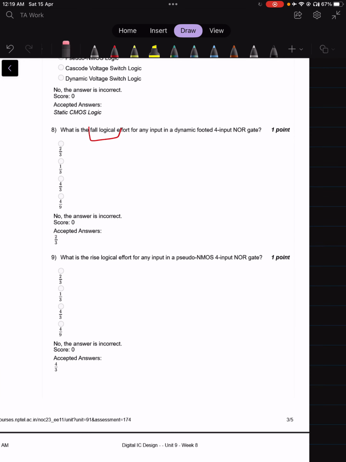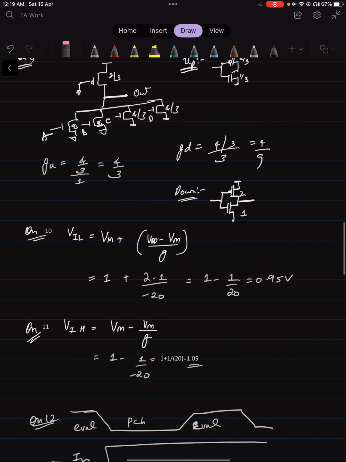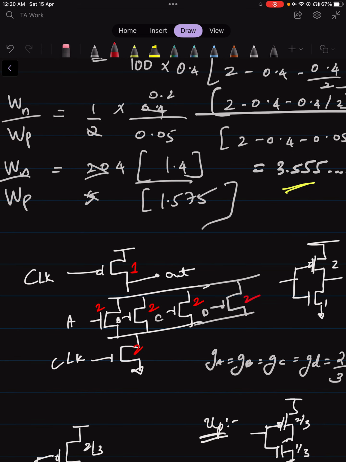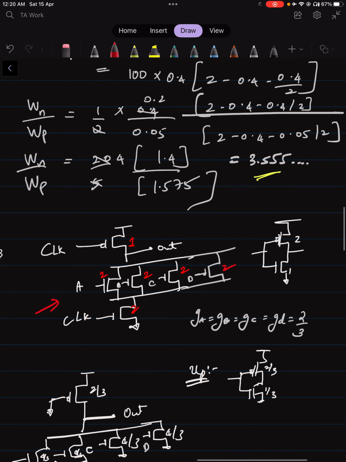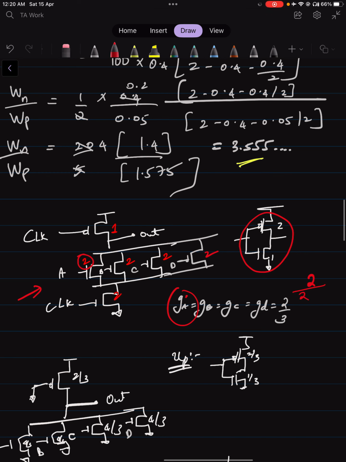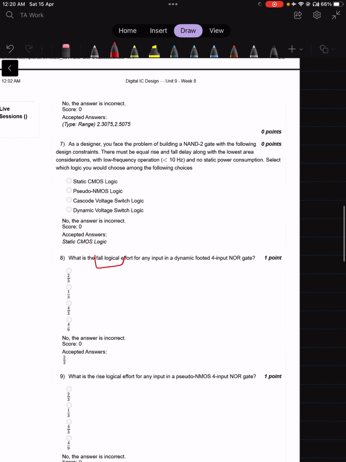What is the fall logical effort for any input in a dynamic footed four input NOR gate? Question number 8 is dealing with a dynamic footed four input NOR gate, which is as shown here, and the reference inverter for the fall is as shown over here. Now, when you go back and write g, it would be just 2, which is this, divided by 2 plus 1 from here, and then you get 2 by 3. That's how you obtain the answer to question 8.